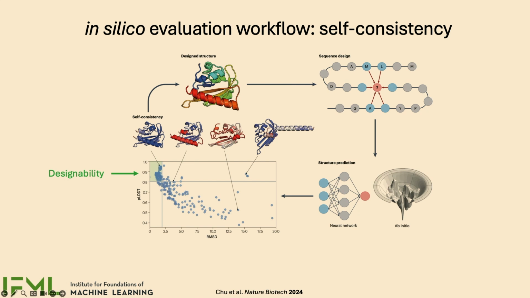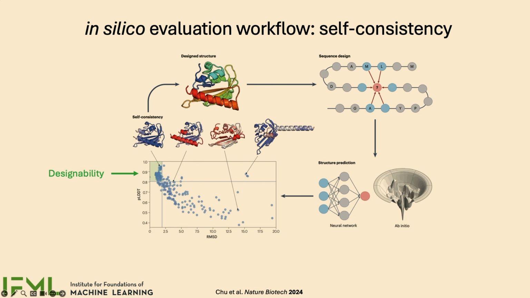And the big two metrics we will use here is what we call designability. And designability is just this upper left quadrant. So is the RMSD low enough? We use a 2 angstrom RMSD cutoff. And is the pLDDT high enough? And we tend to use 70 as our pLDDT threshold. So any proteins where the pLDDT is above 70 and the RMSD is below 2 angstroms, we consider designable.